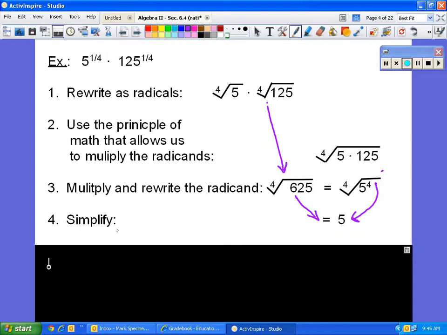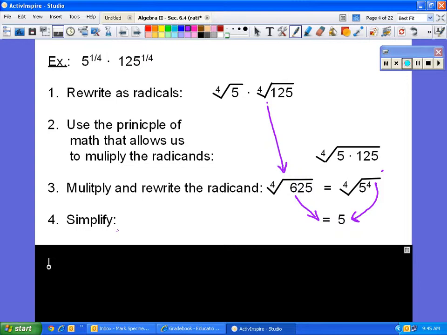Once you multiply 5 and 125, and you get 625, I don't feel it's necessary to simplify it this way. If you understand that the 4th root of 625 can be rewritten as 5 to the 4th power, and then you want to do your division, the 4th power divided by the 4 gives you 5 to the 1st power, that's fine.